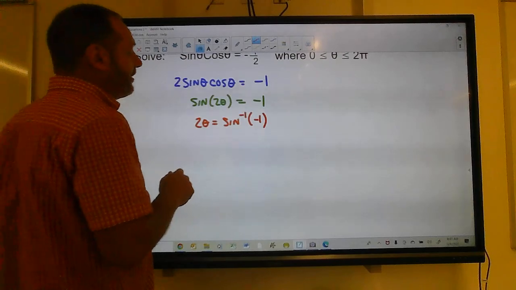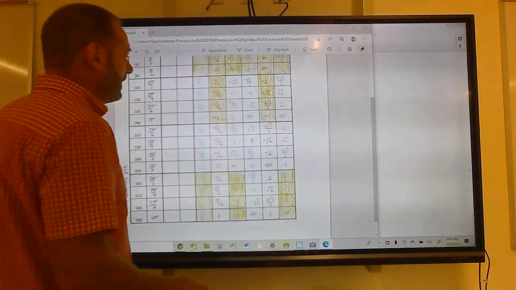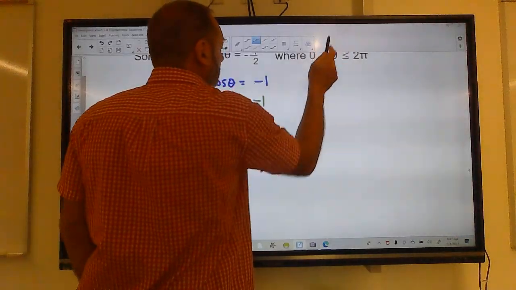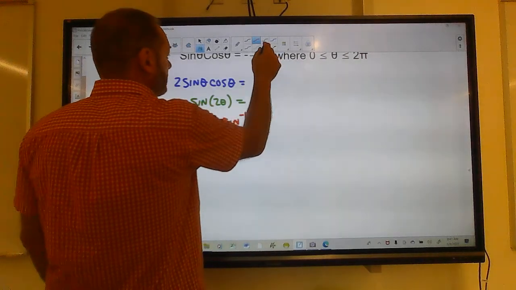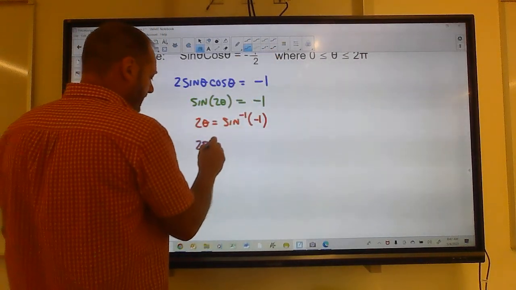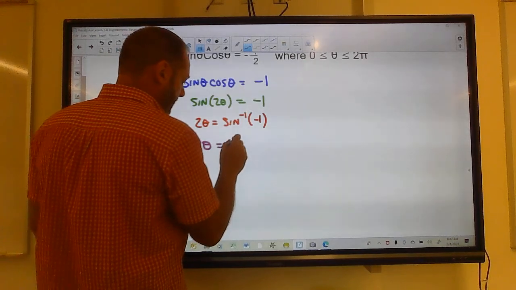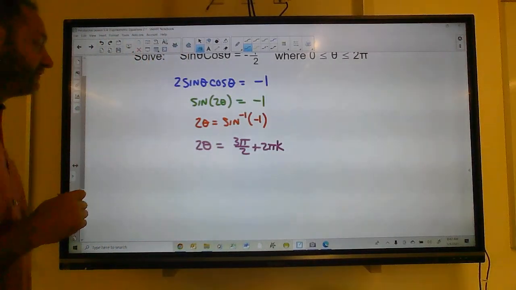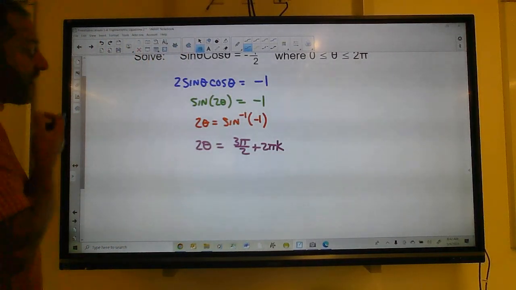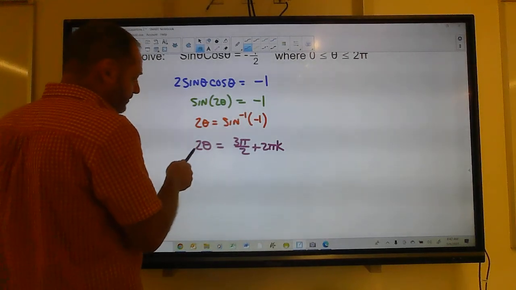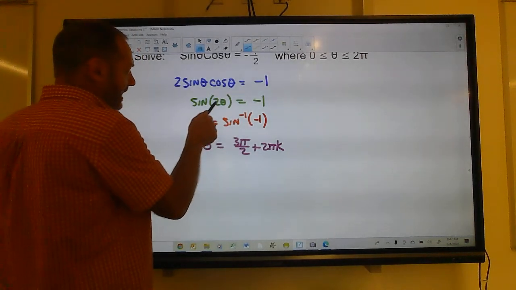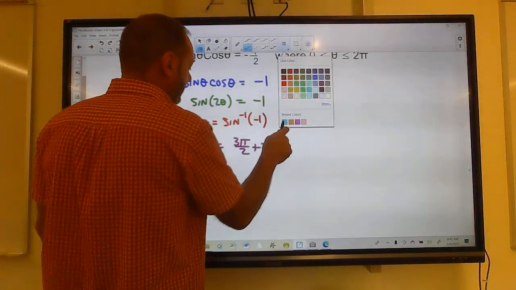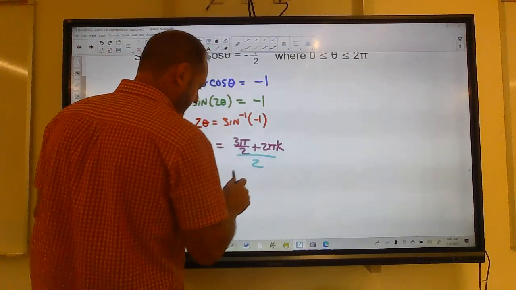So let's consult our chart here. And the arc sine of -1 is going to be 3 pi over 2. Okay, so 2 theta is going to be 3 pi over 2 plus 2 pi k. Now, this is the first time that we've needed this 2 pi k here, because I've still got this 2 theta over here, and remember that when I have a number in here, it changes the period. So when I solve this, the next thing I'm going to do is divide both sides by 2.